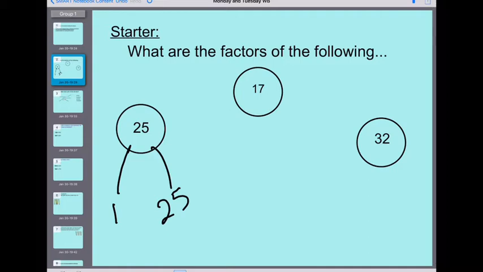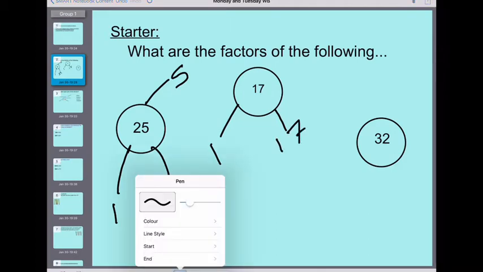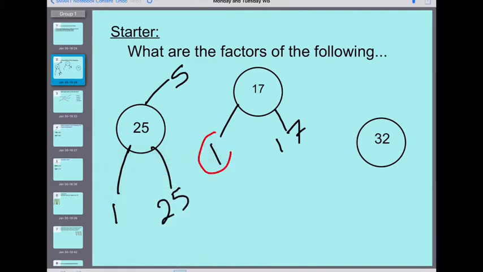Super, welcome back. So you should have had 5 times 5 is 25. 1 times 25 is 25. Those were the only ones that you could have. And then for 17, you could have 1 times 17. And again, that was all that you could have. So 17, because it's only got 1 and itself as its factors, 17 is prime.